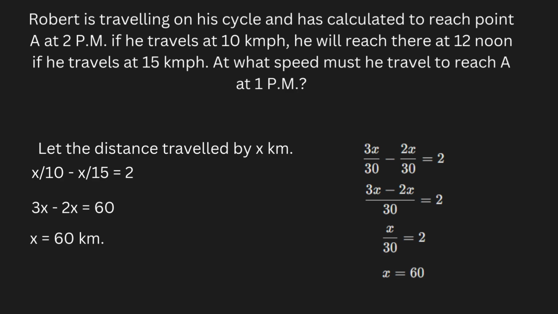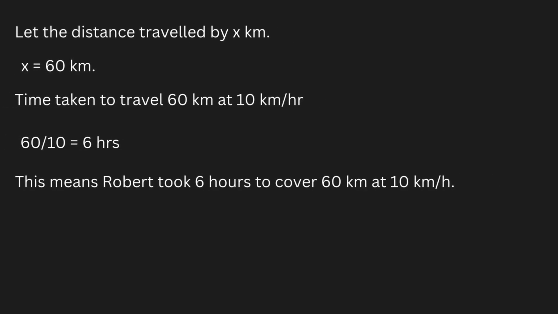Finally, we got x by 30 is equal to 2, and we finally got an output of x is equal to 30 into 2, 60. So the distance travelled is 60 km. To find the time taken to travel 60 km at 10 km per hour will be 60 by 10. As we all know the formula, we got an output of 6 hours. This means Robert took 6 hours to cover 60 km at 10 km per hour.